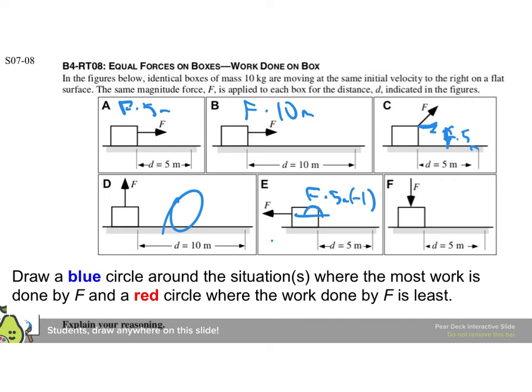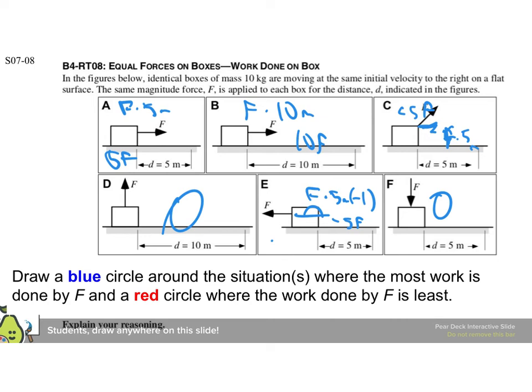So if we get rid of the units, we have 5F, 10F, less than 5F but positive, 0, minus 5F, and over here again, 0. For D and F, it's because they're perpendicular, so the cosine of 90 is 0.